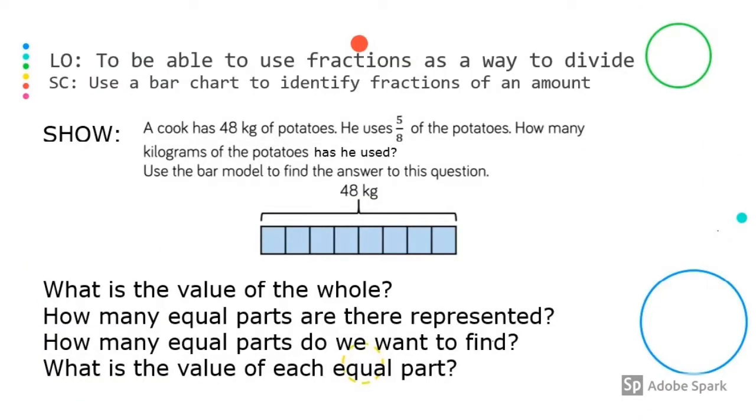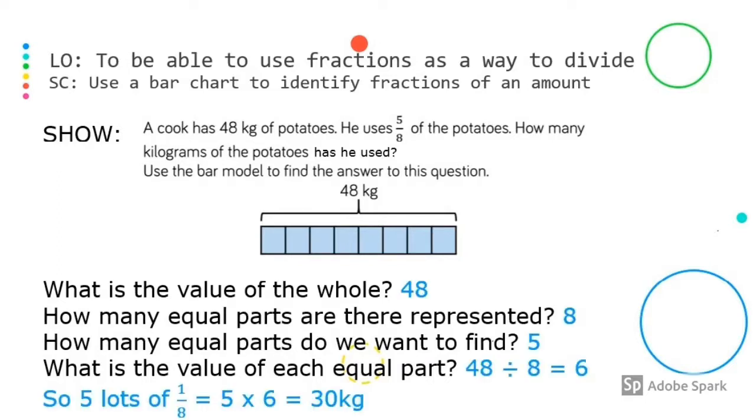The question on this slide shows that a cook has 48 kilograms of potatoes. He uses 5/8 of the potatoes. How many kilograms of the potatoes has he used? Now we're going to use a bar model to help us find the answer to this question. When we're answering these type of questions, the first thing we need to do is work out what the value of the whole is. In this question it is 48 because the cook has 48 kilograms of potatoes in total.